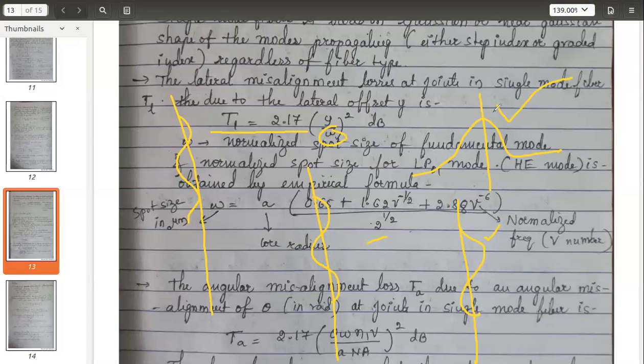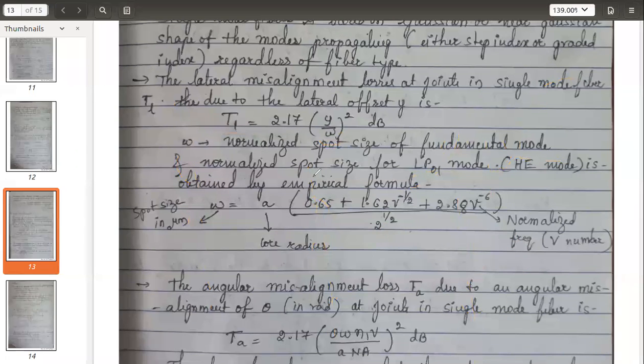Because here you get the spot size directly: the field distribution is maximum at the center of the core, and towards the cladding it decreases exponentially. But coming to higher order modes, you cannot identify it like that, because of which you should have a different equation. We call it an empirical formula. With trial and error, this omega, the spot size, can be calculated using this empirical formula.